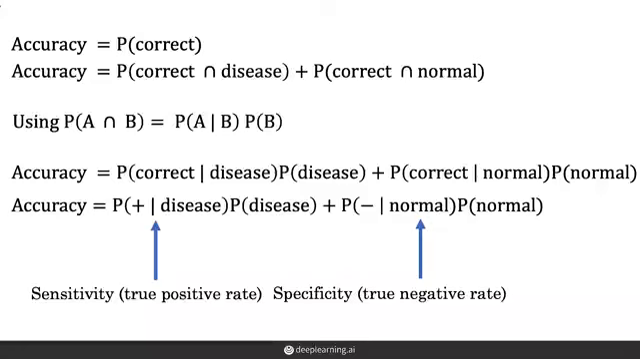And out of this expression pop out two very important quantities that are the bread and butter of evaluation in medicine. That's sensitivity and specificity. These terms are also known as true positive rate and true negative rate, which refer to the same two quantities.